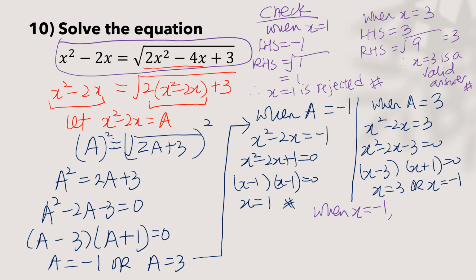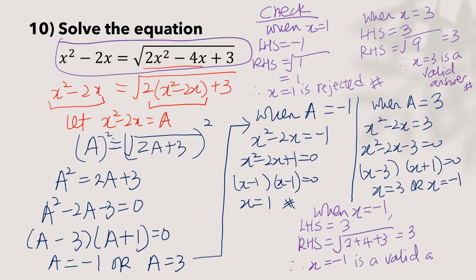Okay, so when x equals -1, likewise substitute into the left hand side, which is just 1 plus 2, that gives you 3. Then your right hand side will be square root of 2 plus 4 plus 3, which gives you 3. So therefore x equals -1 is also a valid answer. There are two answers here, x equals 3 and x equals -1, and we have to reject x equals 1.